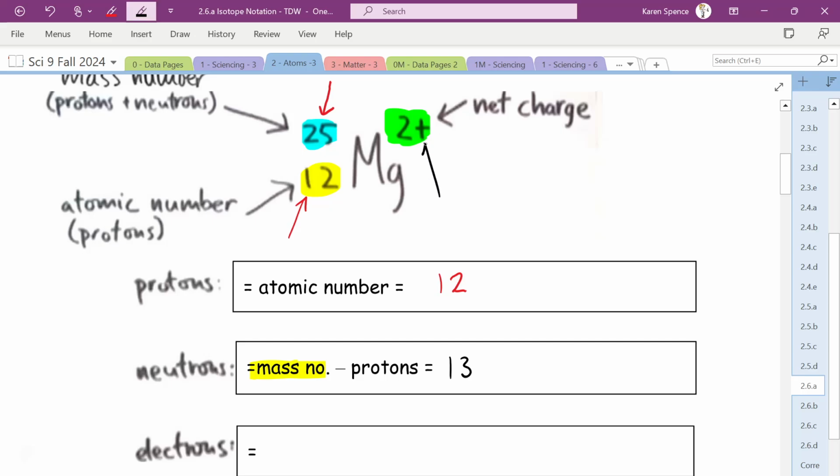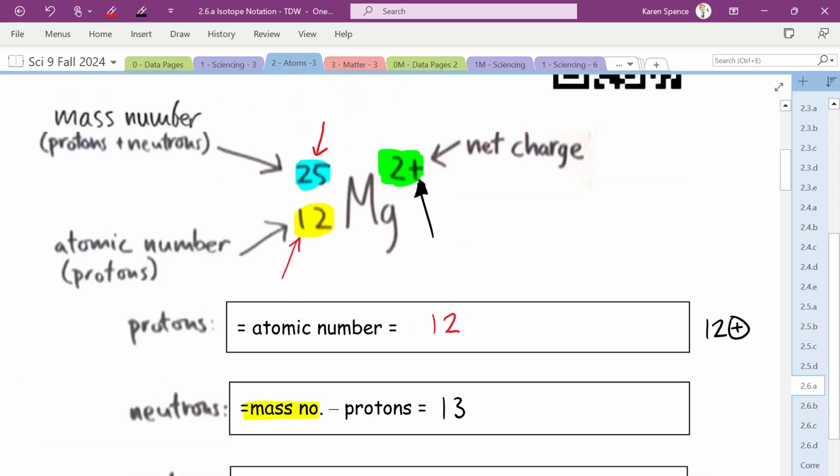You are given that the net charge is 2 plus. So if you have 12 positive things, how many negative things do you need to have 2 plus left over? You need to have 10 negatives. Protons are positive. You need to have 2 more protons than electrons to get a 2 positive charge. So electrons equal 10.